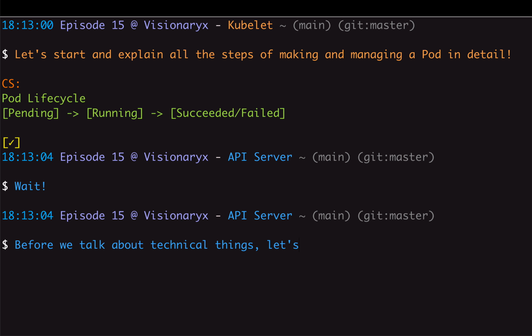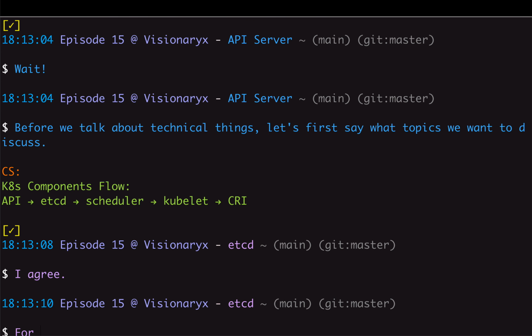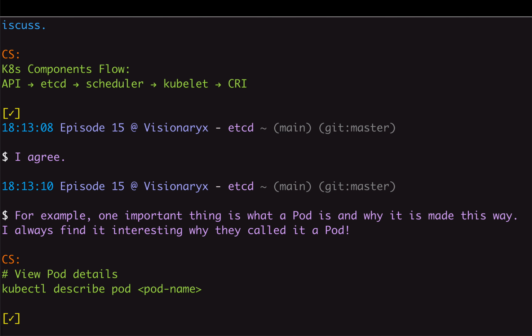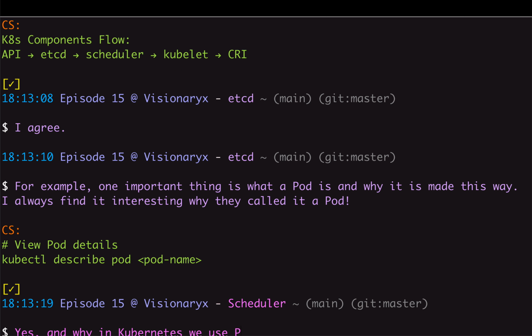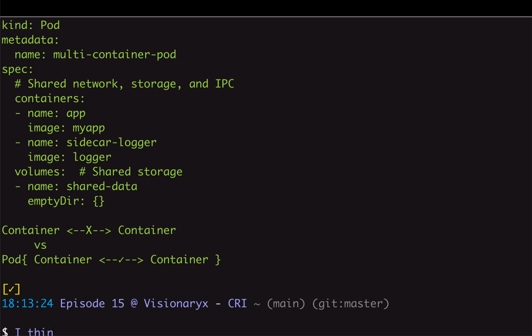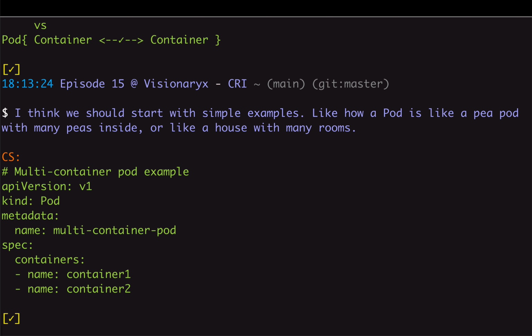Wait, before we talk about technical things, let's first say what topics we want to discuss. I agree. For example, one important thing is what a pod is and why it is made this way. I always find it interesting why they called it a pod. Yes, and why in Kubernetes we use pods instead of working with containers directly. I think we should start with simple examples, like how a pod is like a pea pod with many peas inside, or like a house with many rooms.